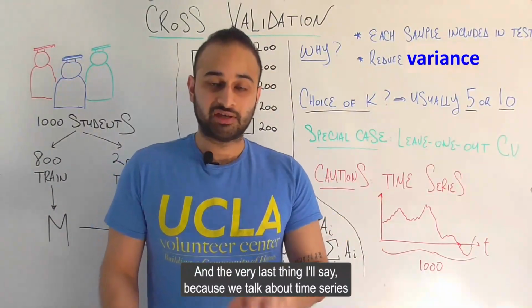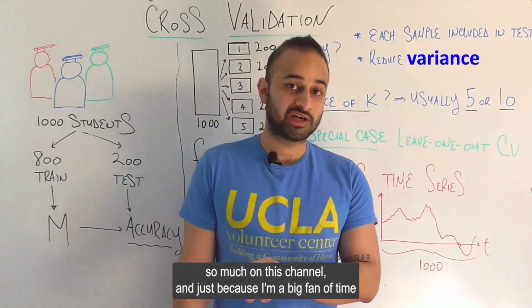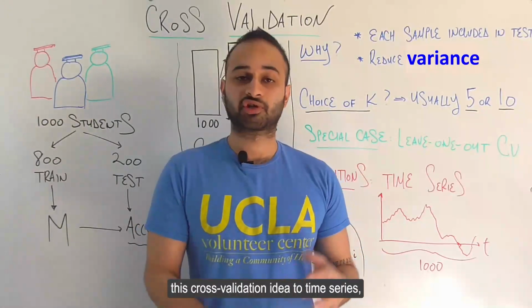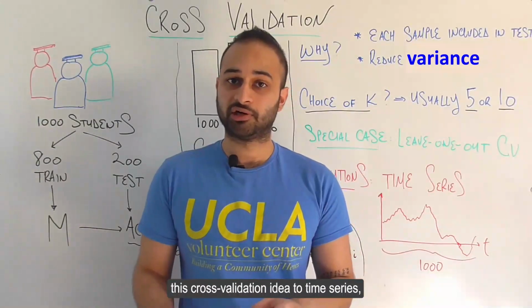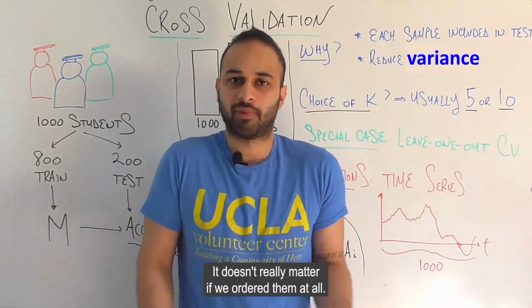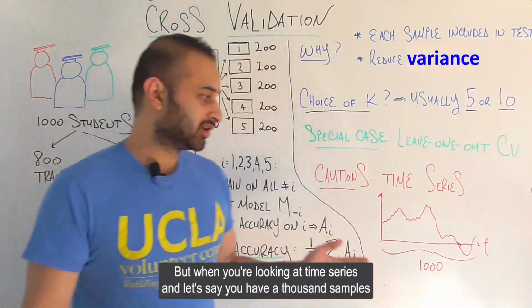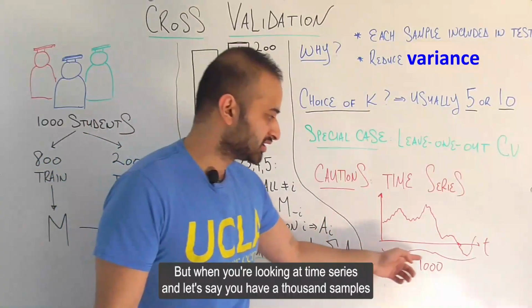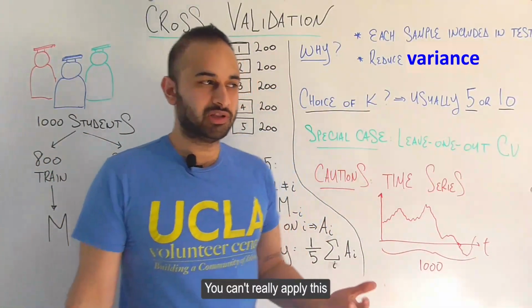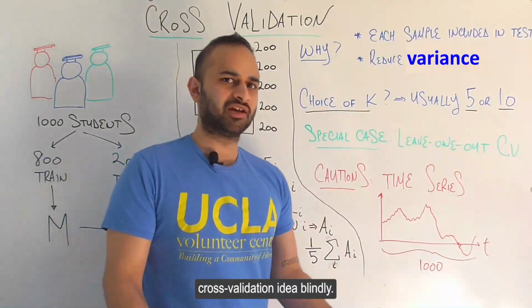And the very last thing I'll say, because we talk about time series so much on this channel, and just because I'm a big fan of time series, you have to be careful when you're applying this cross-validation idea to time series. Because here, the 1,000 students weren't ordered in any particular way. It doesn't really matter if we order them at all. But when you're looking at time series, and let's say you have 1,000 samples here in time, there is a very inherent ordering. You can't really apply this cross-validation idea blindly.